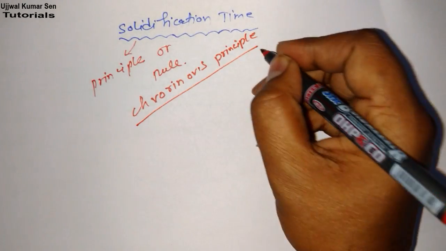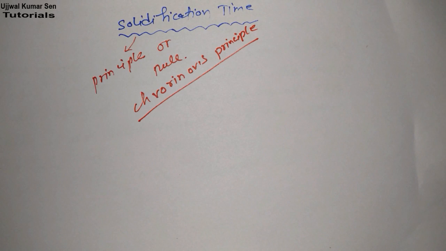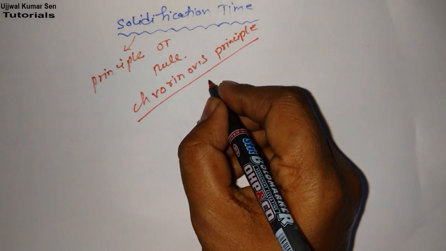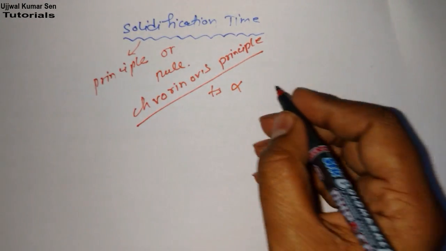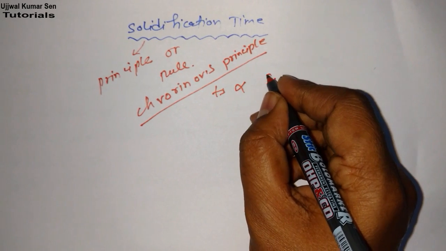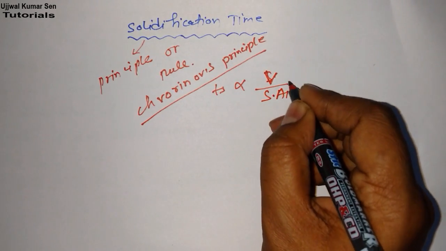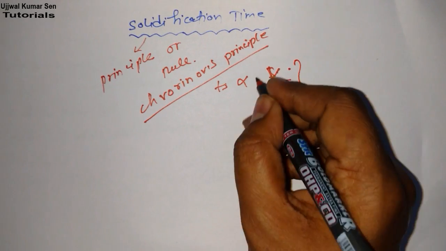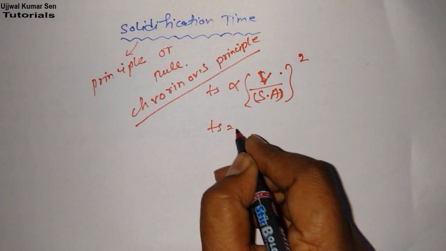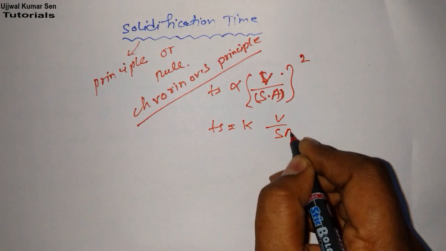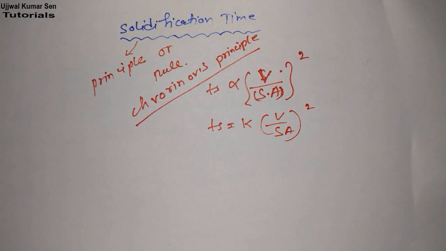This principle is known as Chvorinov's principle. Okay, I hope you got it right now. According to this principle, solidification time is directly proportional to the shape of the casting, volume divided by surface area, its whole square. We can also write this as Ts is equal to K times (volume by surface area) whole square.